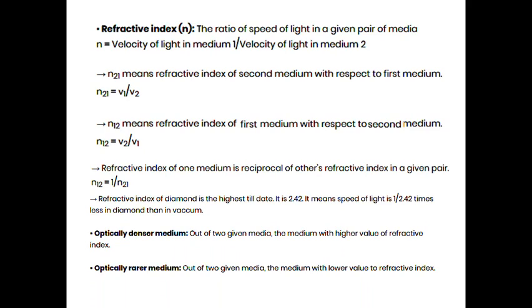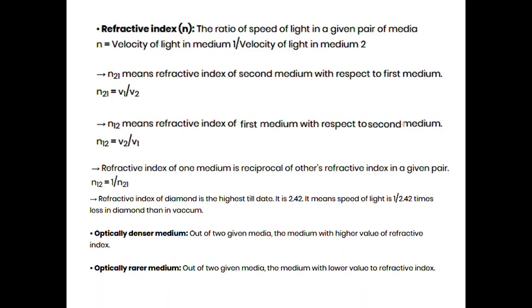We have two different mediums. One is denser, second is rarer. Denser medium, the speed of light is less. Rarer medium, the speed of light is more. The speed of light is less in denser medium, that means it has the higher value of refractive index, because if you see the formula of refractive index, the velocity and refractive index of a medium are inversely proportional to each other. More will be the refractive index, less will be the velocity of light.